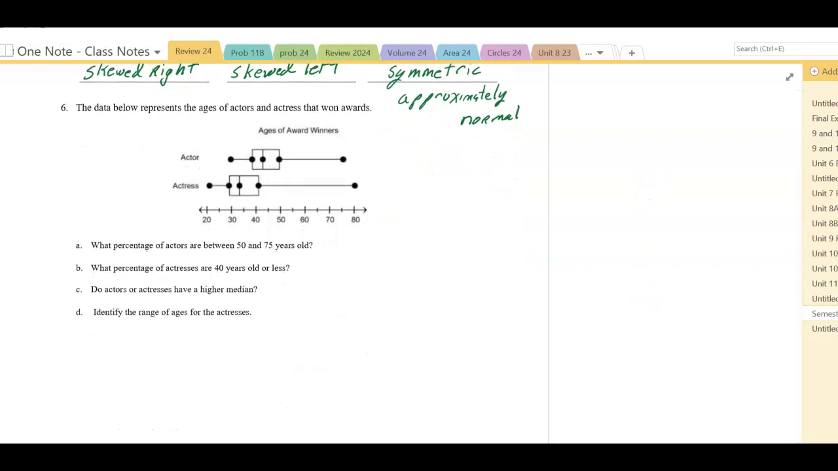And then question number 6 asks us to compare the two graphs, actors versus actresses. What percent of actors are between 50 and 75? So we're going to use the top box and whisker. So 50 and 75 would be that whisker I just highlighted. So that would be 25%. For part B, what percent of actresses are 40 years or less? So that would be this box that I'm shading, which is 25%, this box, which is 25%, and that whisker. So adding that up, it's 3 25s, or 75%.